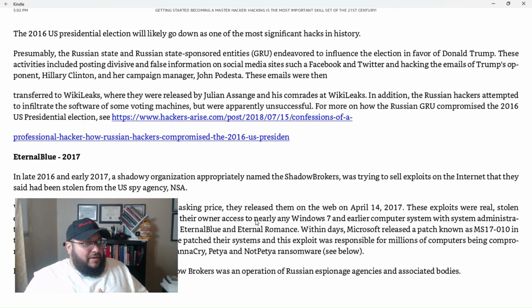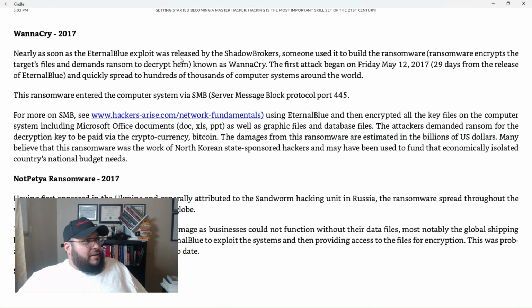Within days, Microsoft released a patch known as MS17-010 in the spring of 2017. Fortunately, not everyone patched their systems. That's what I was just saying. And the exploit was responsible for millions of computers being compromised in the next few months, including the WannaCry, Petya, and NotPetya ransomware. So WannaCry is another big one. Evidence would seem to indicate that the Shadow Brokers was an operation of Russian espionage agencies and associated bodies. Russians.